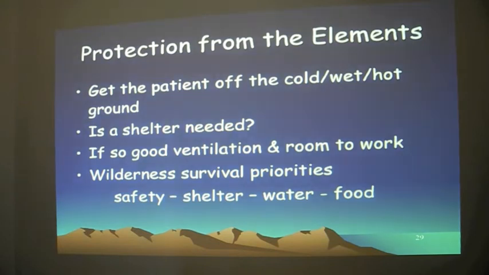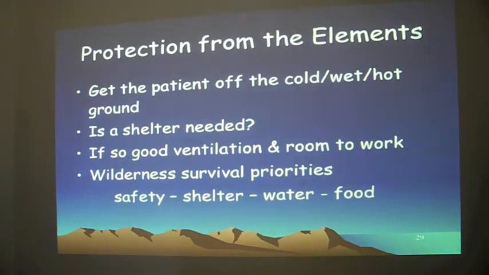Next, we want to make sure we protect our patient from the elements. So if the ground is cold, wet, or hot, we need to get them off the ground. If it's starting to rain, do we need to get a shelter built? Do we need to create something for shade? Okay. If, let's say, we decide to set up a tent, you want to make sure you use their equipment, not yours. Because if you use yours, you no longer have it for your own survivability. So you have to use their stuff if they have anything, okay?